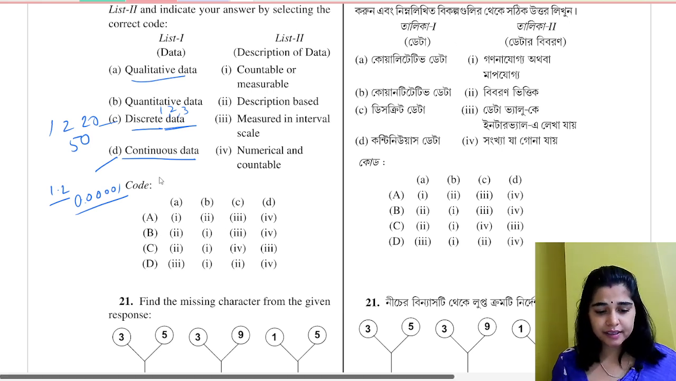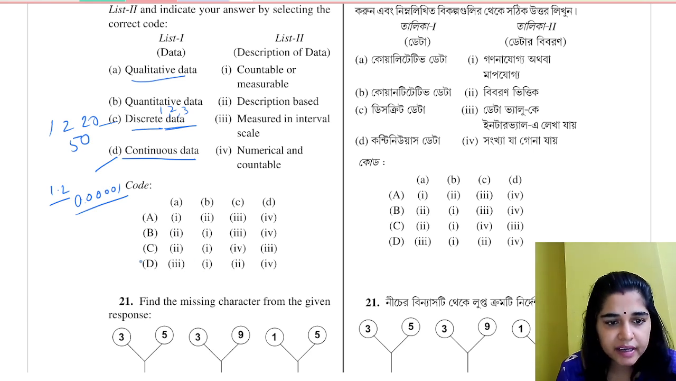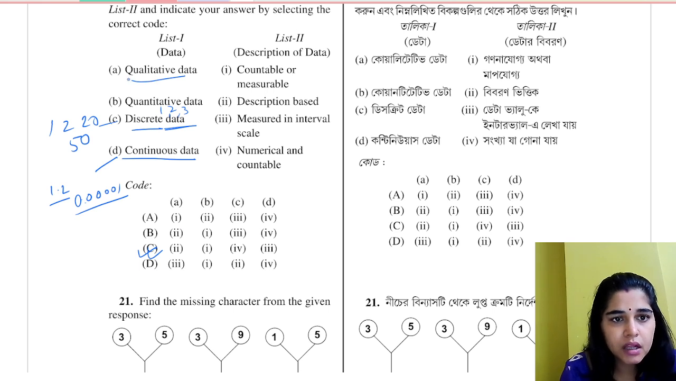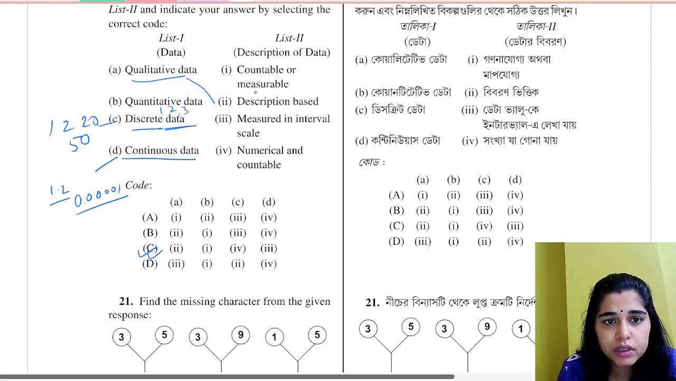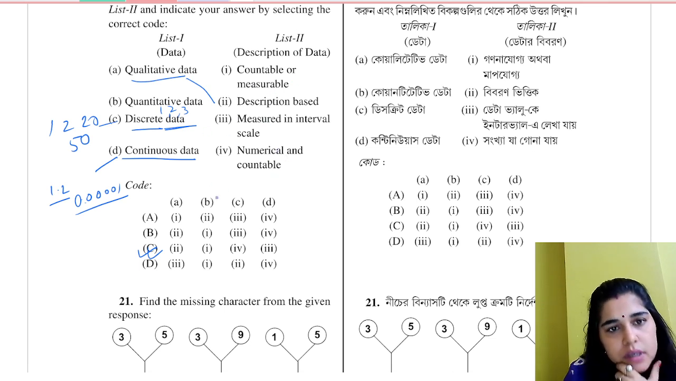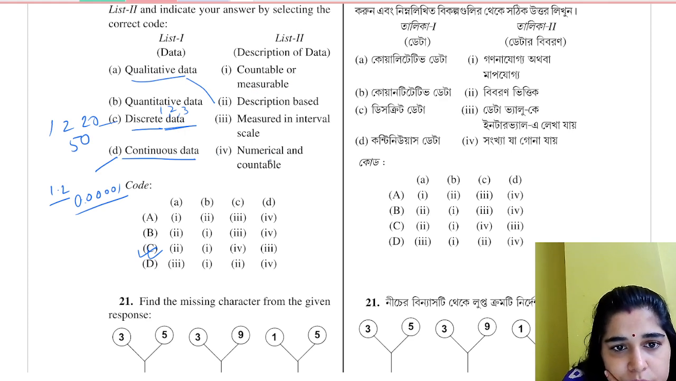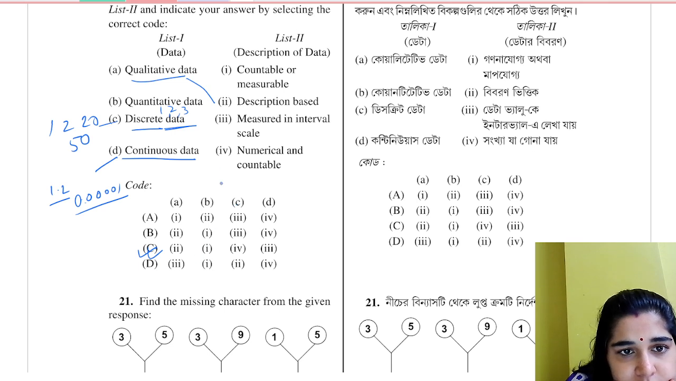What they have given. The answer they given is C. So qualitative data. Qualitative is description based. Now quantitative. What is quantitative? Measured, numerical and countable, or countable or measurable. Quantitative is what? Countable and measurable.